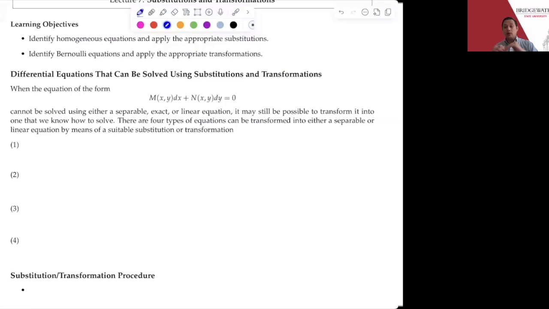So we're just going to go over two types of differential equations where you can use substitution and transformations to change that to something else, so that you can use separation of variables, exact differential equations, or integrating factor. The first type is called homogeneous equations.